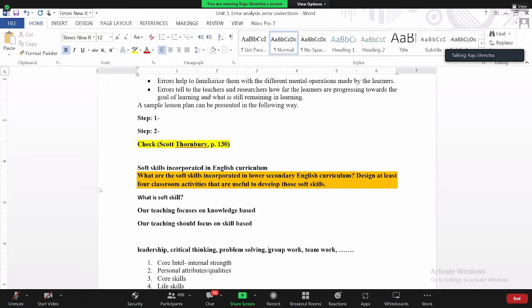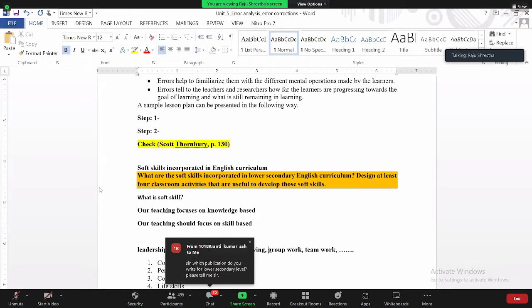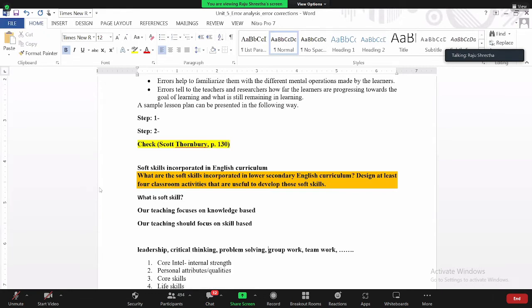We have to perform or execute these abilities in our real life situation. These qualities, skills, abilities and attributes we have to demonstrate in real life situations. This is what the present lower secondary English curriculum focuses on, by the use of different activities.